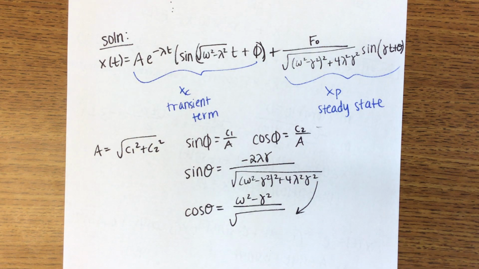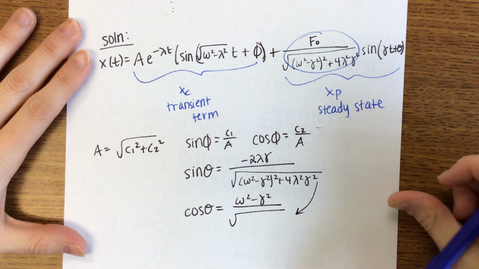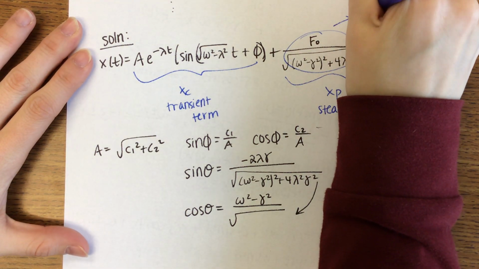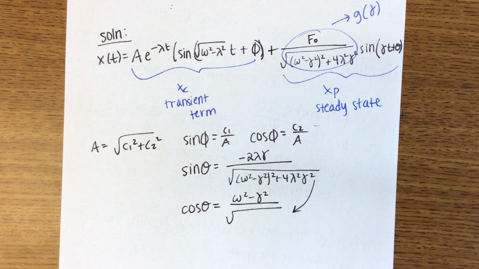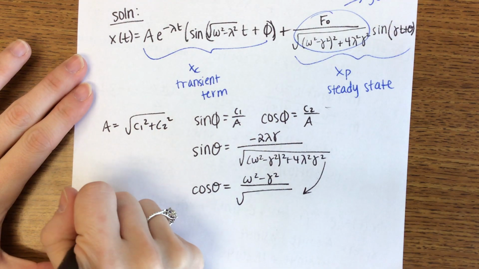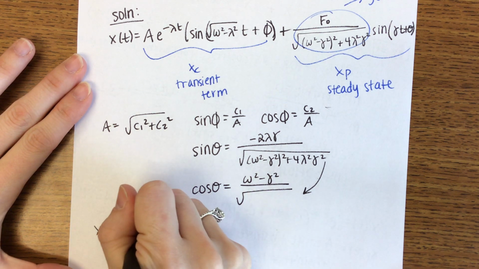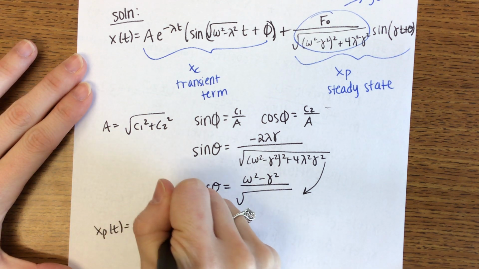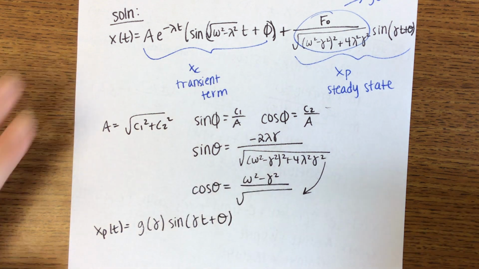So then what we're going to do, this term here, I don't want to have to keep writing out. I'm going to call that G of gamma. Focusing on our particular solution, the particular solution is going to be G of gamma and then sine of gamma t plus theta.